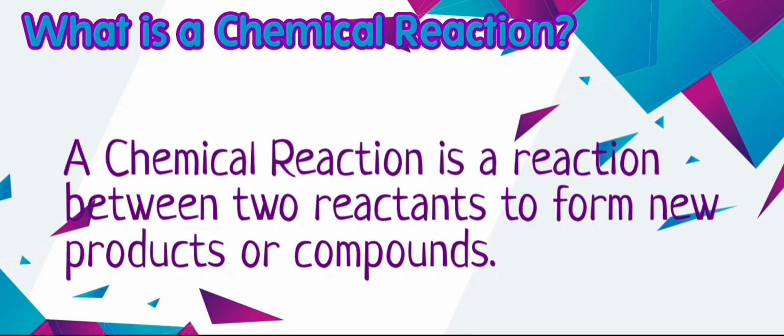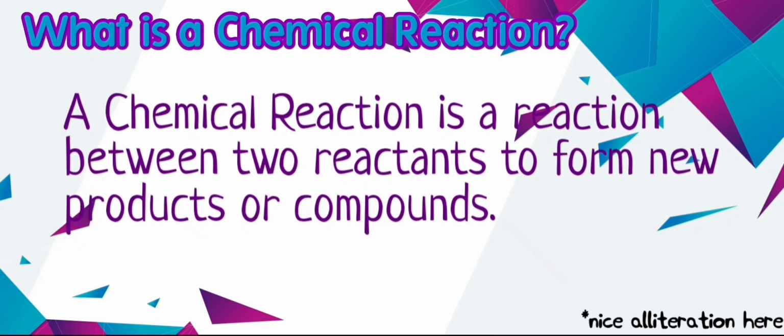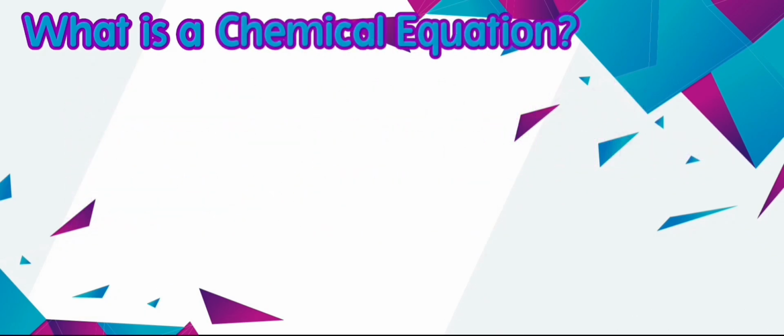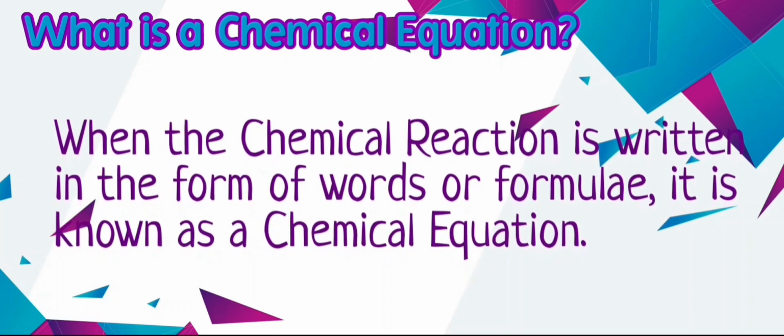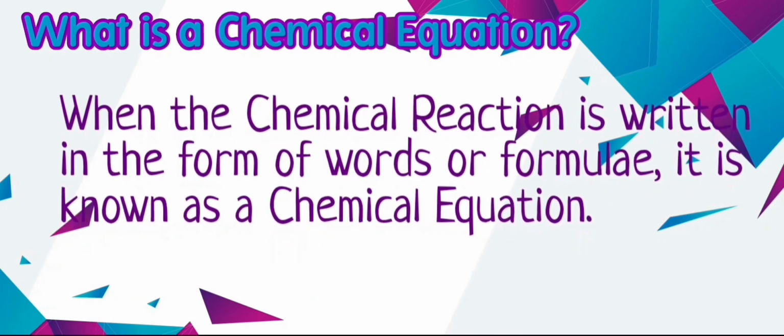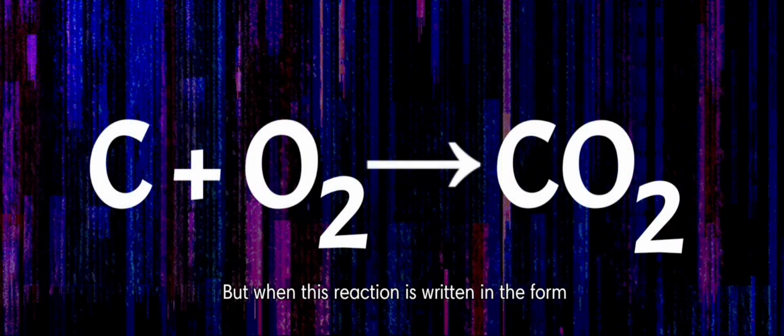A chemical reaction is a reaction between two reactants to form new products or new compounds. Then, what is a chemical equation? When the chemical reaction is written in the form of words or formulae, then it is known as a chemical equation. We can take an example of these. When carbon is burnt in the presence of oxygen, it produces carbon dioxide, right? This is a chemical reaction. But when this reaction is written in the form of words or formulae, this is a chemical equation.